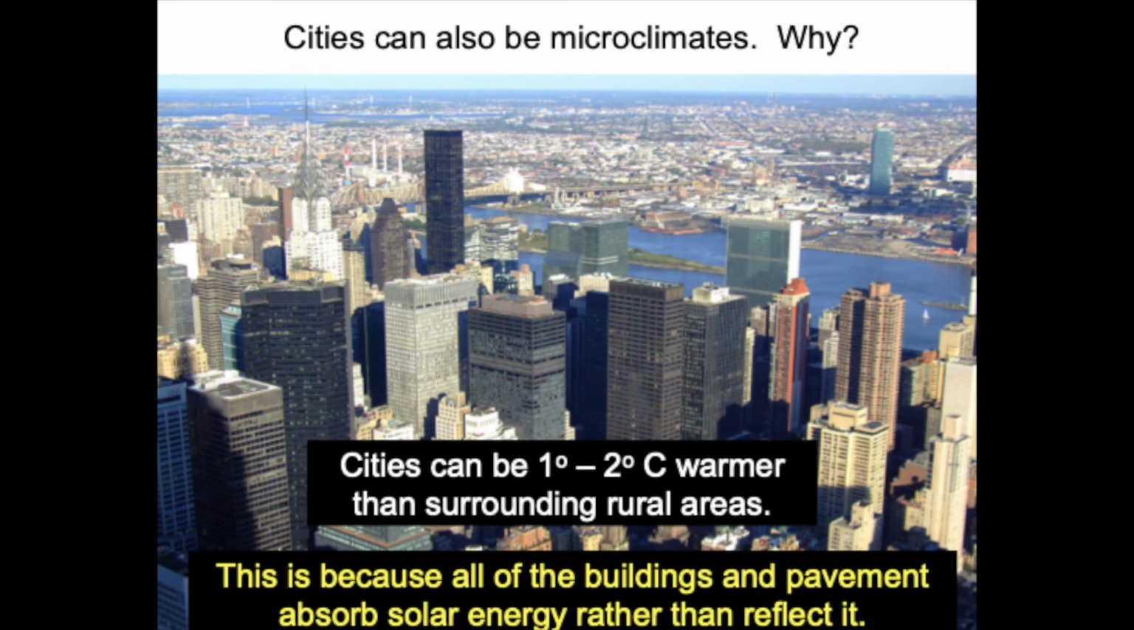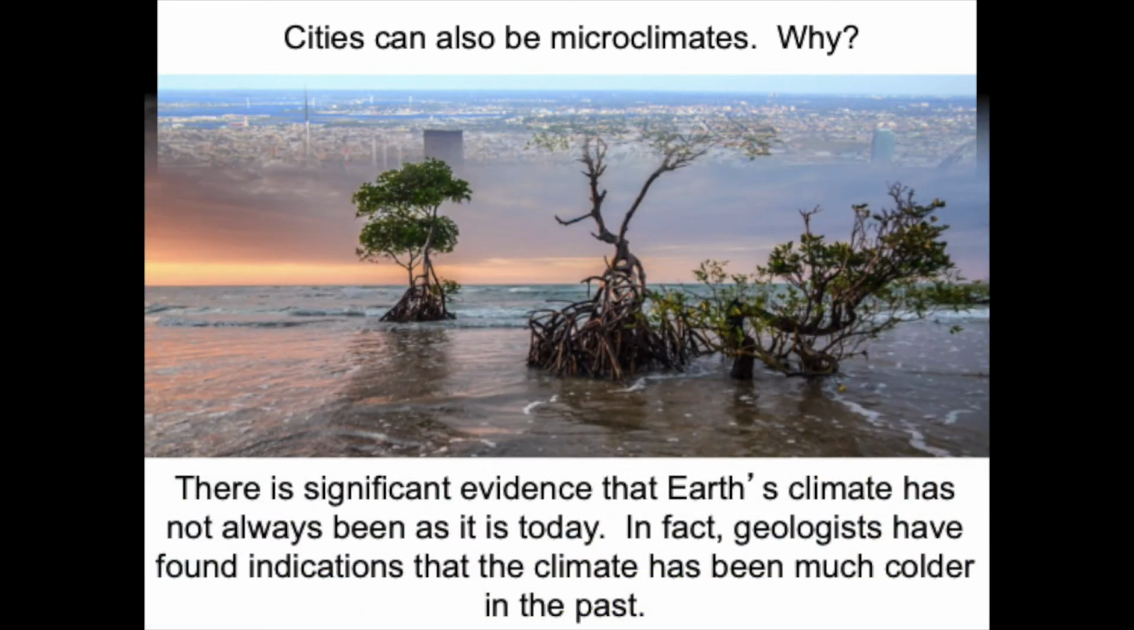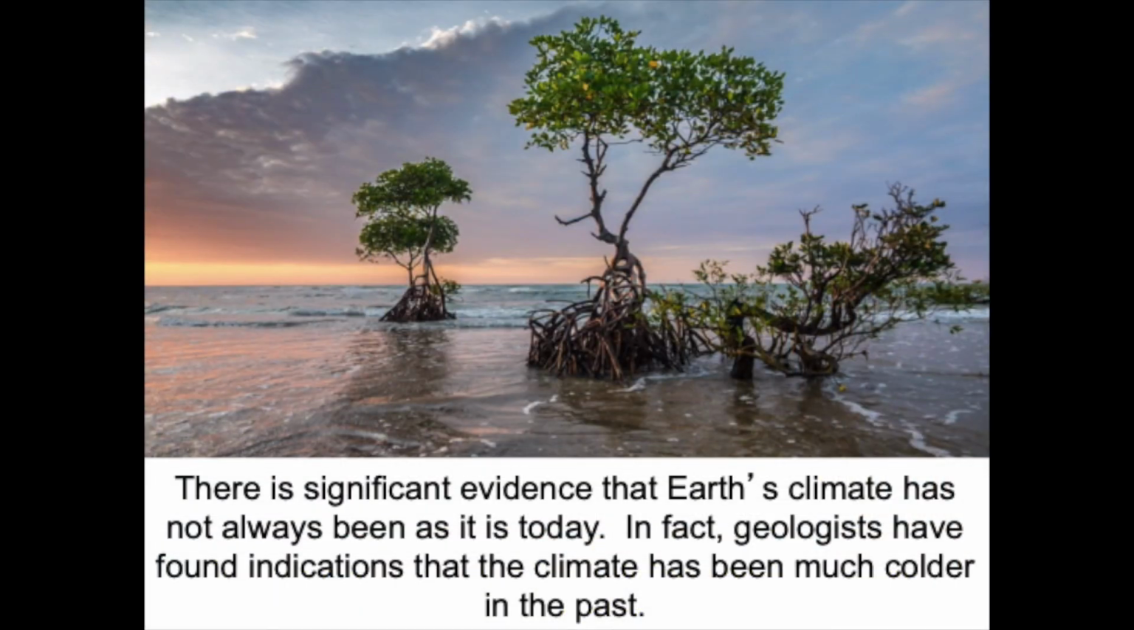And why? Because all the buildings and pavement absorb solar energy rather than reflect it. So it's warmer. Now, there has been significant evidence that the Earth's climate has not always been as it is today. In fact, geologists have found indications that the climate has been much colder in the past.